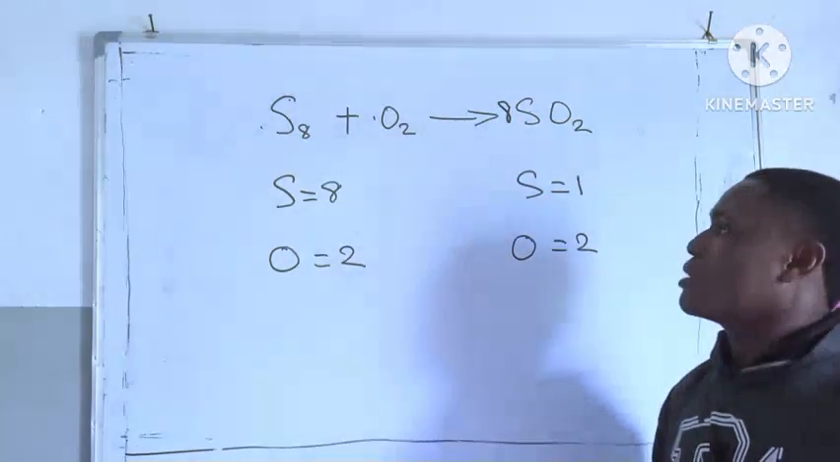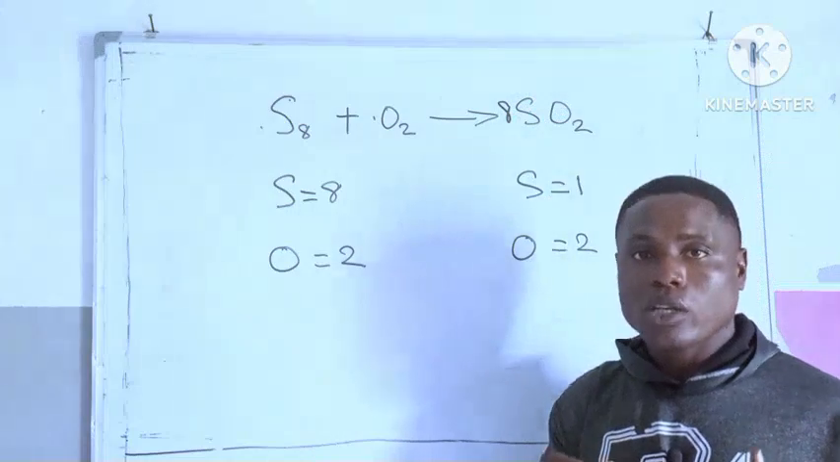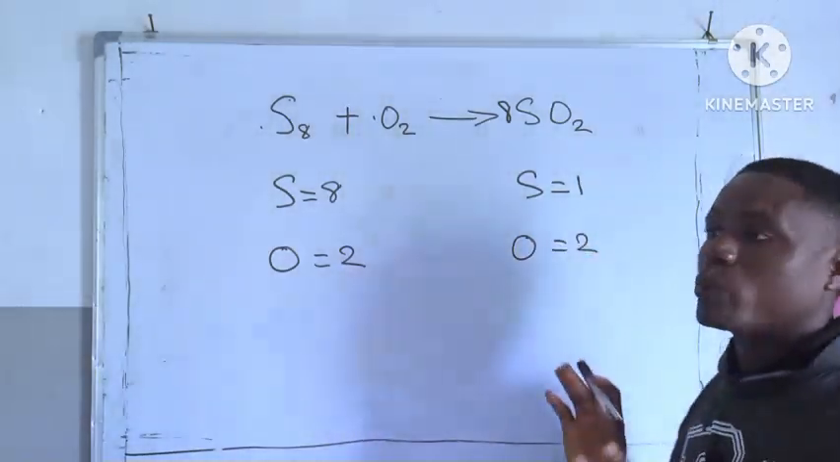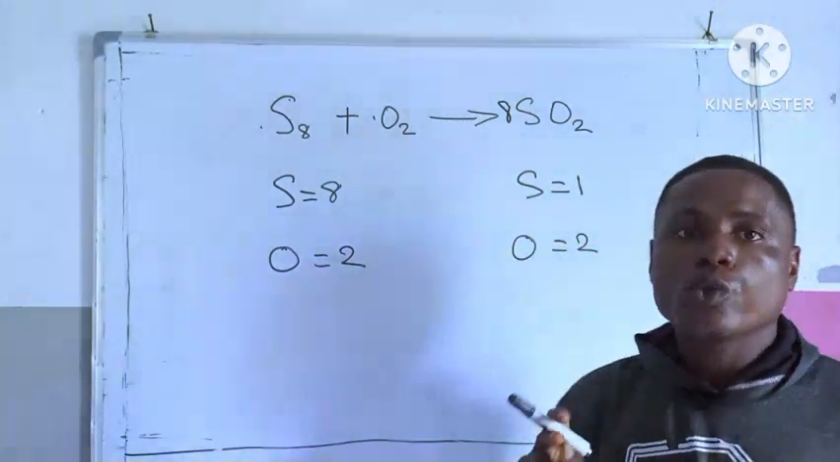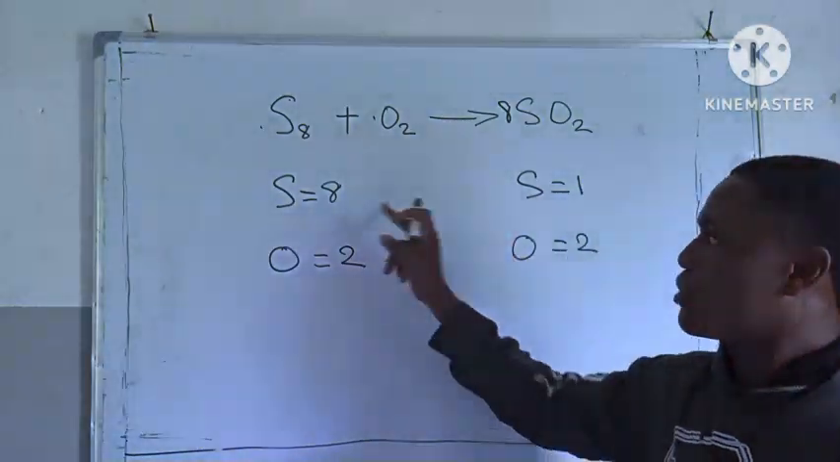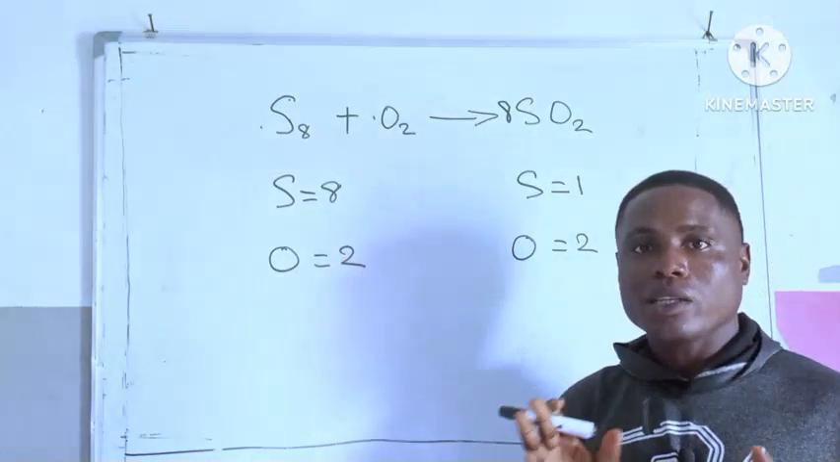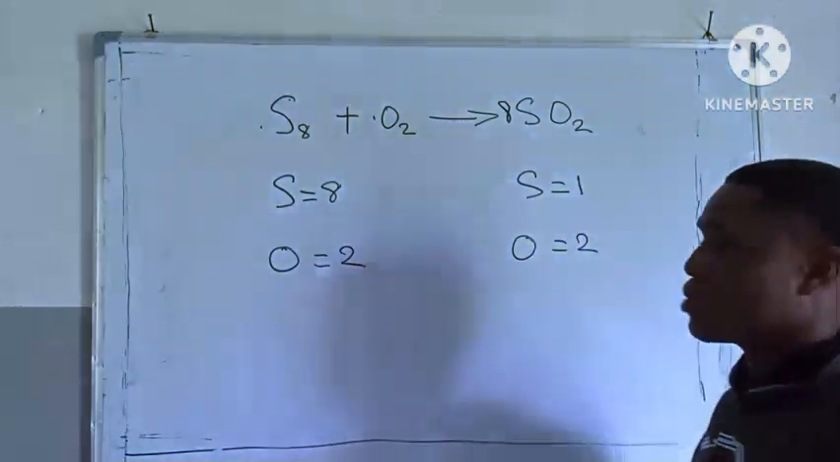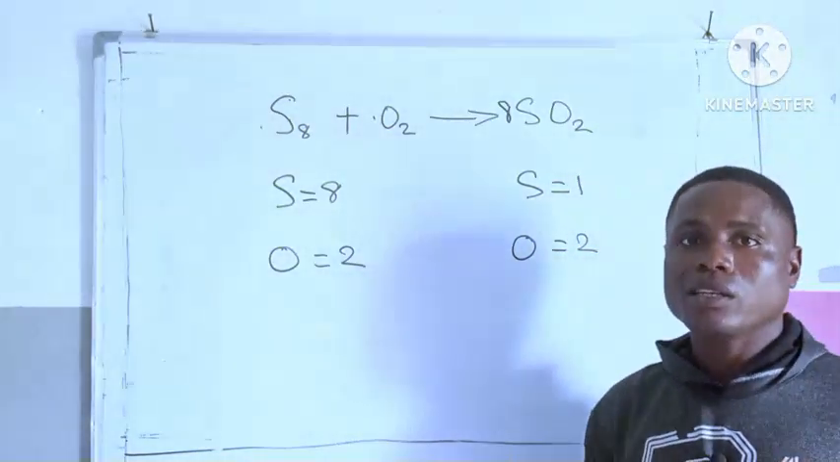That doesn't mean that for any chemical equation you are given, you just introduce 8. No, it's not like that. You introduce a number based on the given atom on the opposite side. It's brain work. So you have to calculate it before introducing any number.